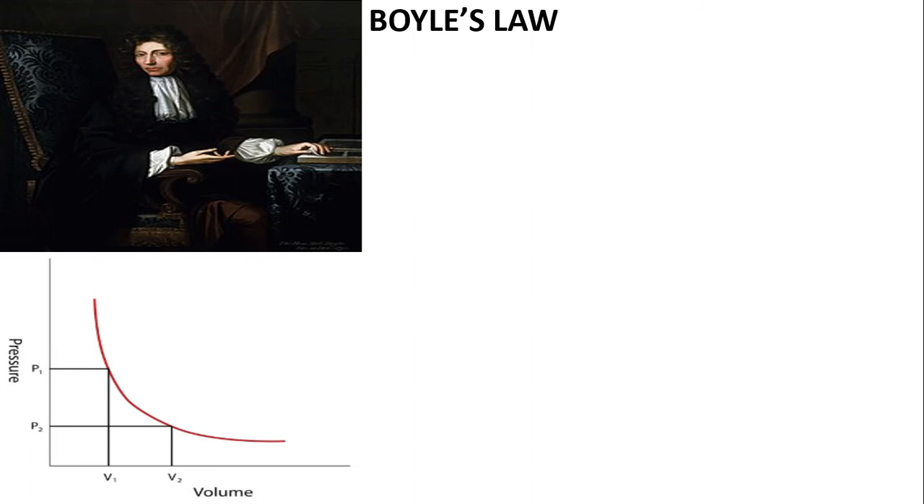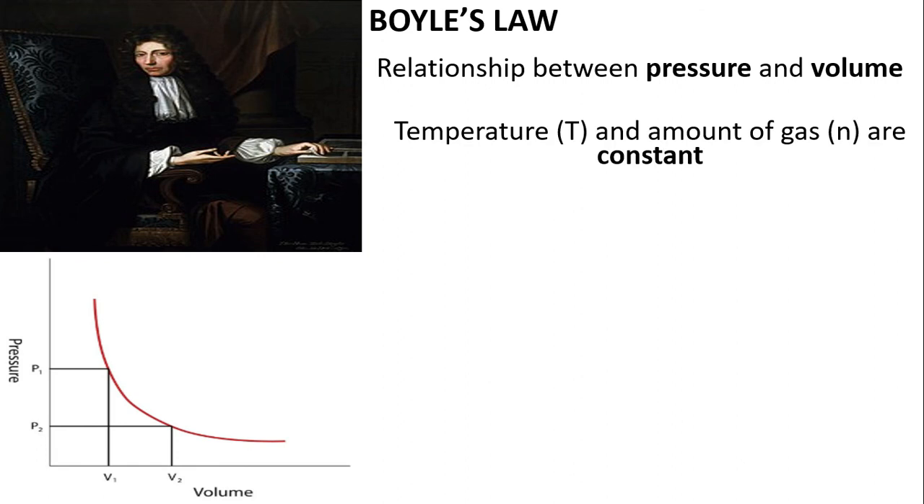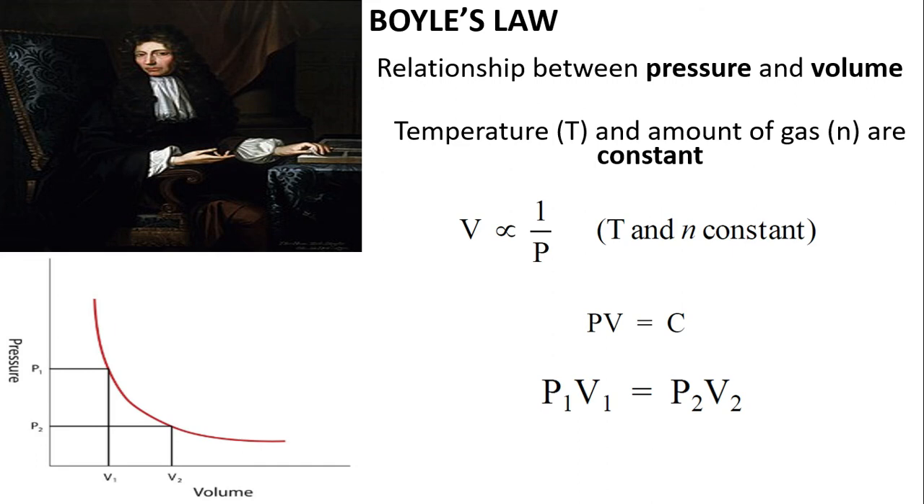So again, to summarize, Boyle's law is the relationship between pressure and volume. Temperature and the amount of gas are constant. Mathematically, we can say that volume is inversely proportional to pressure. And we have this formula P1V1 is equal to P2V2. We use this when the pressure or volume changed.